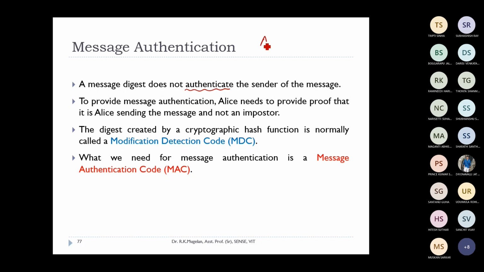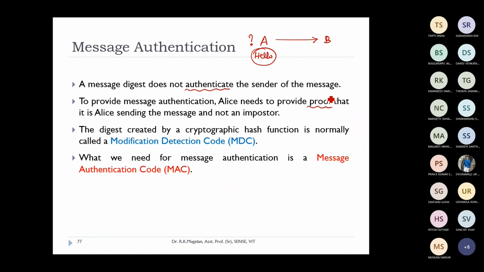For example, you have Alice transmitting a message to Bob. Say the message is "hello". This word hello is not changed, which means that the integrity of this hello alone is maintained by our digest value. But what is the guarantee that Alice is the exact person who is sending the message? Who authenticates the sender, whether he is Alice or someone sitting in place of Alice and impersonating her? So to provide this message authentication, Alice needs to provide a proof to Bob that she is Alice and not an imposter.